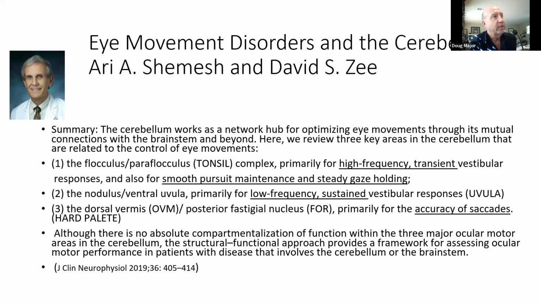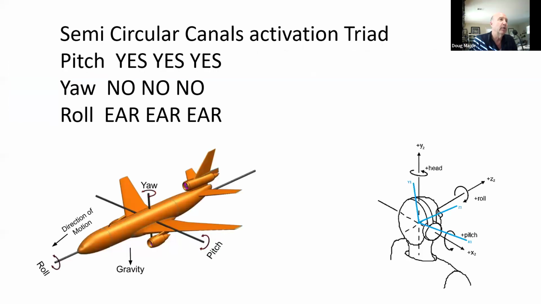Arnie Shermesh and David Z, really experts in the cerebellum, wrote an article showing what was known, and they again highlighted these three areas: the tonsils, high frequency, smooth pursuit maintenance and steady gaze holding; the nodulus uvula, again, the sustain, the otoliths; and then the hard palate, the FOR, for accuracy of saccades. And they made this comment, though, there's no absolute compartmentalization of function, but these are the three areas that work, and that's what we'll explore.